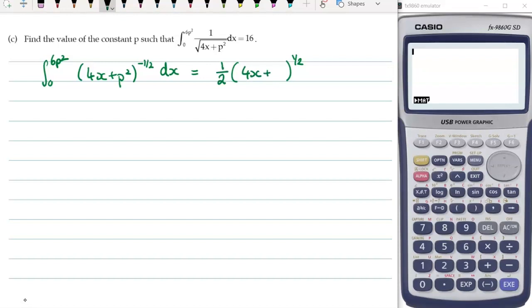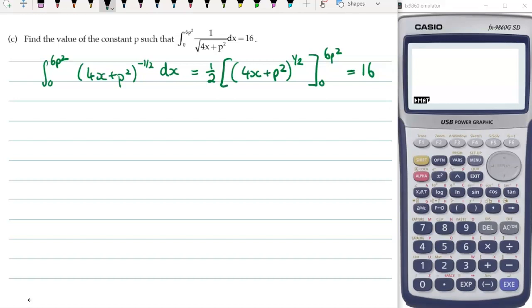The inside remains as it is, and remember that p is just a constant. That can often trip people up, and you might be tempted to try to differentiate or integrate that thing too, but just leave that as it is. It's just a number. We're doing that between 0 and 6p squared, and it's equal to 16. Now we can actually take the half outside of that, so I'm going to do that.